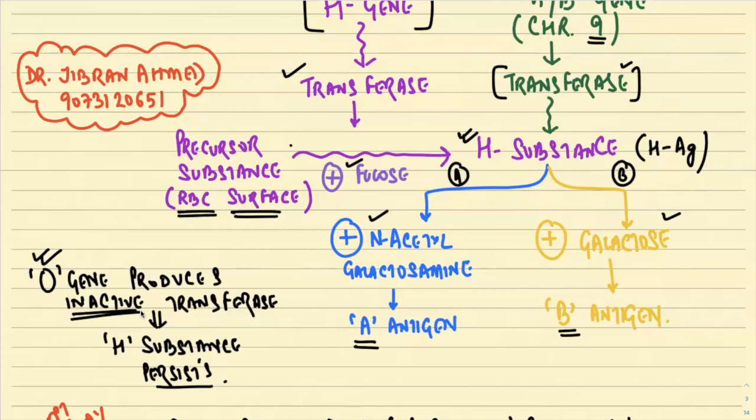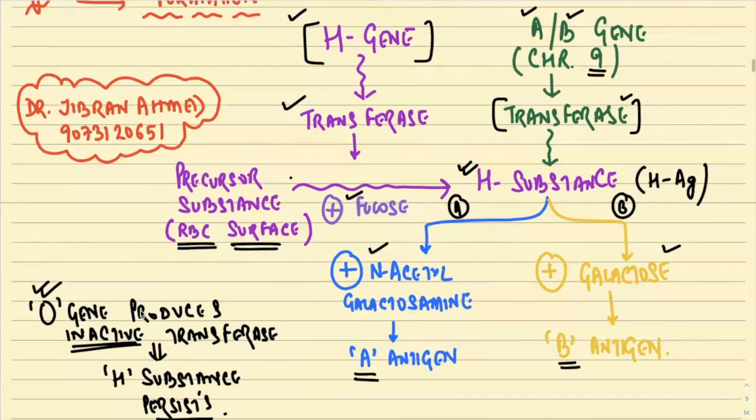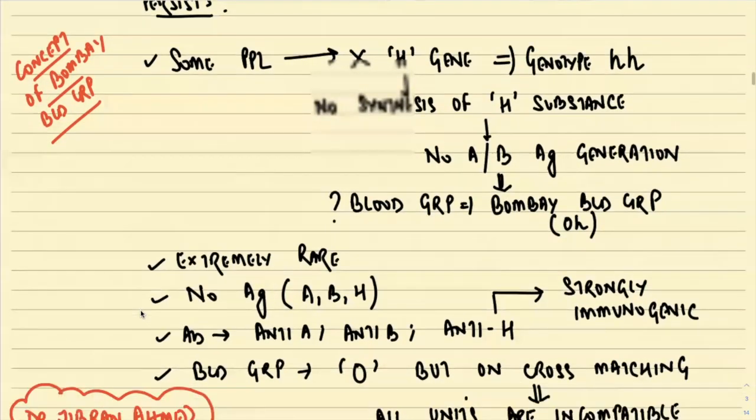Is this very crystal clear, how this antigen is coming on the surface of the RBC? Yes, very easy, not that much difficult. I hope I have made this very easy for everyone. Can we move ahead? Okay.